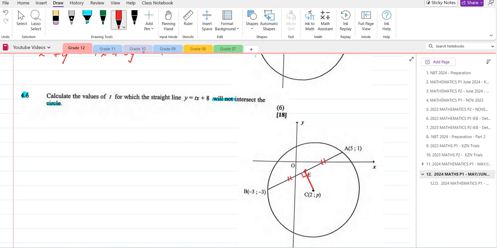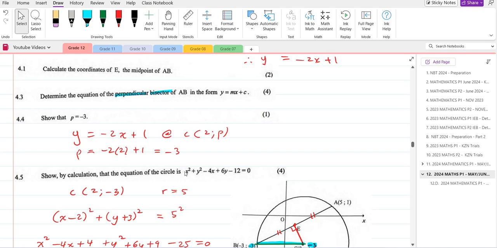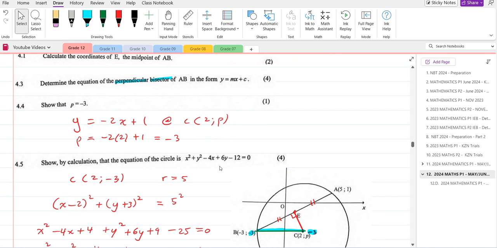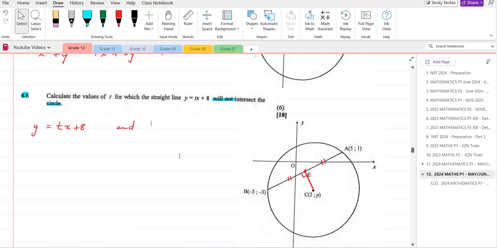So we have an equation here, y equals tx plus 8, and what if it does intersect the circle? Let's check. Y equals tx plus 8, and we have a second equation, which is the equation of the circle, right? So that's the equation of the circle here. Remember, I just copied that. I don't want to rewrite this. Now we got y equals tx plus 8. Take y equals tx plus 8 and substitute it here.